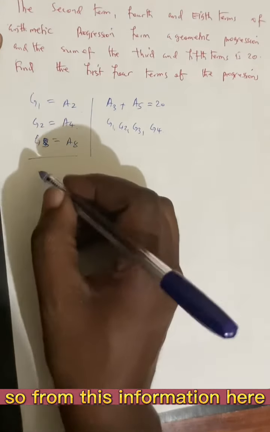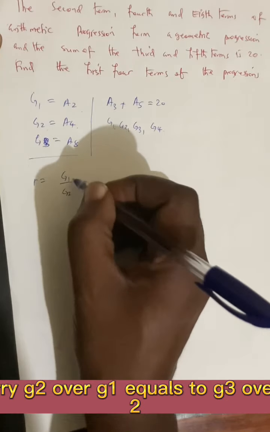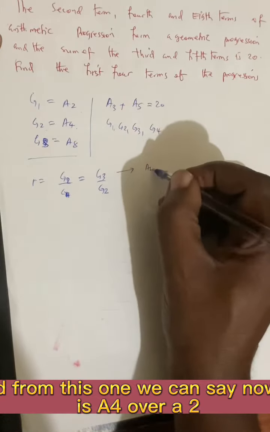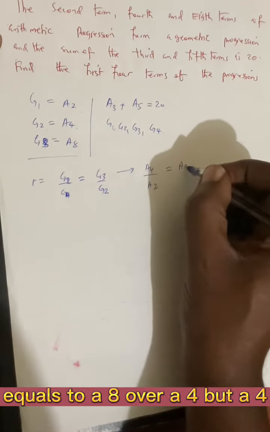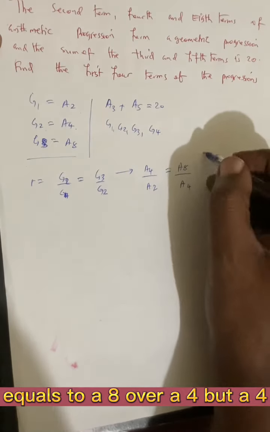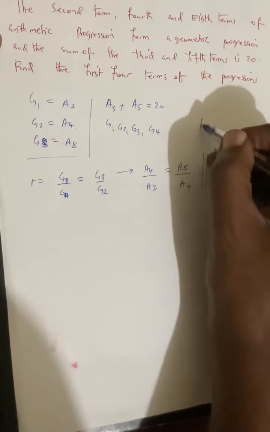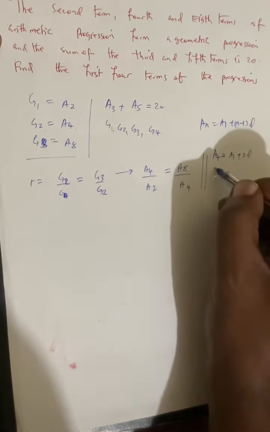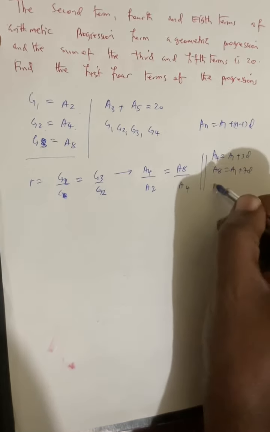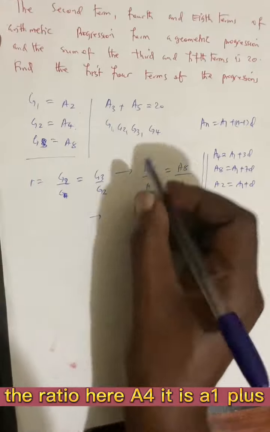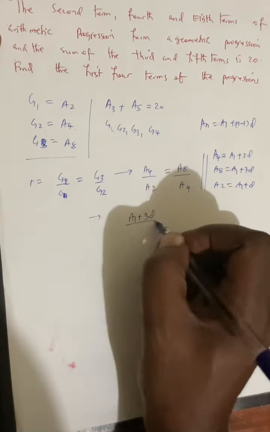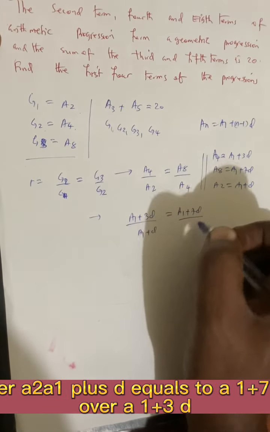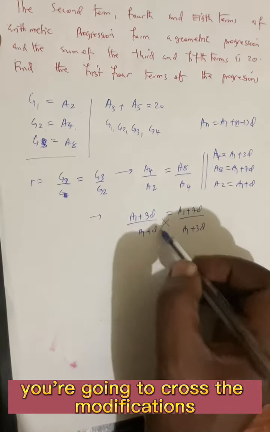From this information, we know the common ratio is G2 over G1 equals G3 over G2. From this, we can say A4 over A2 equals A8 over A4. But AN is A1 plus N minus 1 multiplied by the common difference. So A4 will be A1 plus 3D, A8 will be A1 plus 7D, A2 will be A1 plus D. So the ratio is A1 plus 3D over A1 plus D equals A1 plus 7D over A1 plus 3D. We cross multiply.